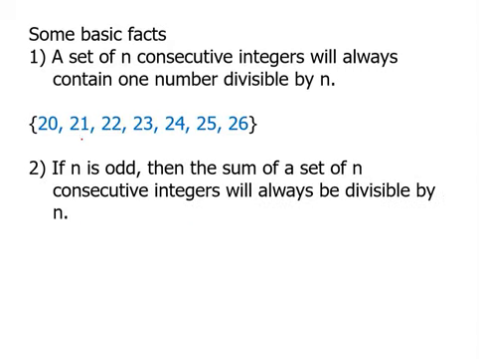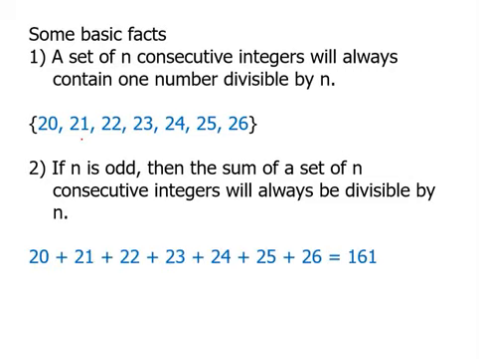If n is odd, then the sum of a set of n consecutive integers will always be divisible by n. So let's take these same 7 integers, we add them up, they add up to 161, and 161 is divisible by 7. And in fact, notice that when we divide it by 7, we get the median of the set. The mean and median of the set is the middle of the set. And if there's an odd number in the set, the median will be a number in the set. This is something we'll talk about a little more when we get to statistics.